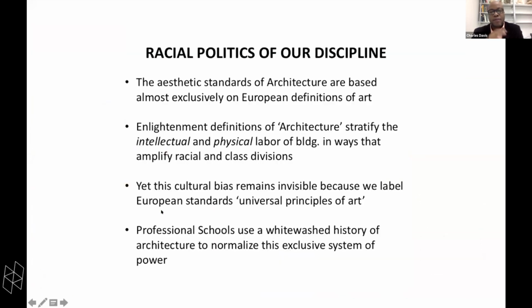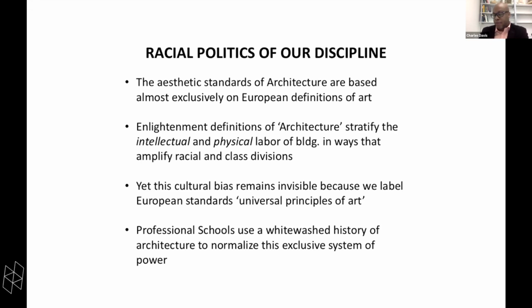And so this is a general way of giving you a sense of what I think are the racial politics of our discipline, which is that the aesthetic standards of architecture, even today, are still based almost exclusively on European definitions of art. Enlightenment definitions of architecture tend to stratify along the lines of intellectual and physical labor, with the architect being the intellectual power, the creative genius who manages the situation, who gets title and privilege for being author of a work. And then the physical labor is rendered invisible.